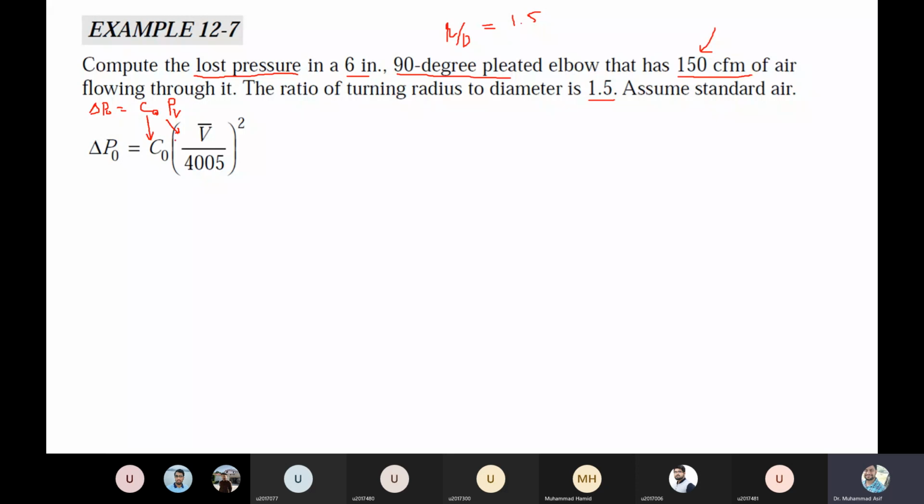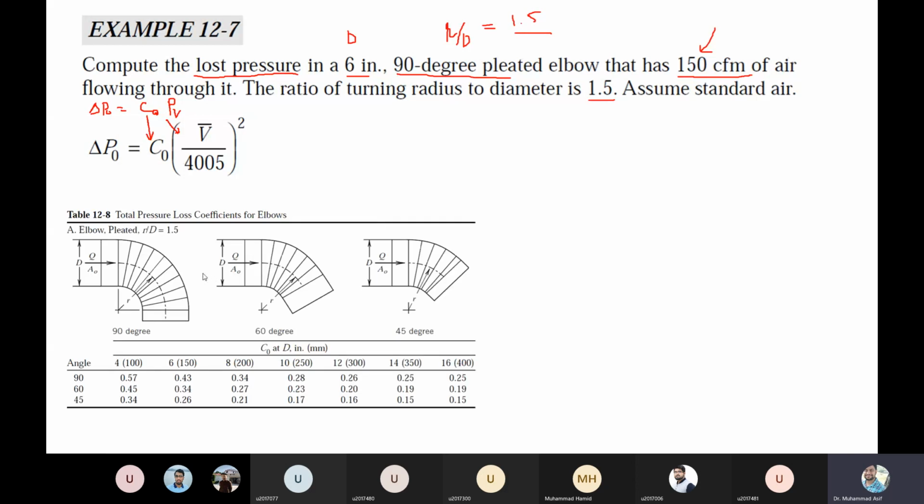So how do we get the value of C naught? That depends on the type of fitting. We are given that the diameter is 6 inches, that's a 90-degree elbow, and R by D is 1.5. From the previous table that I showed you, this is a 90-degree elbow, this ratio is 1.5, and the diameter of that elbow is 6 inches. So this is the value of C naught. C naught is 0.43.